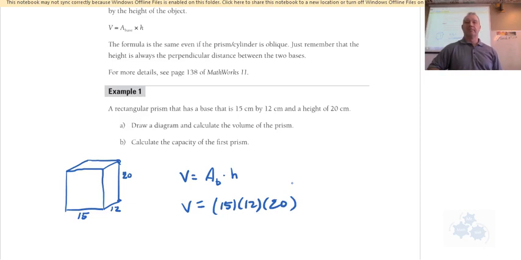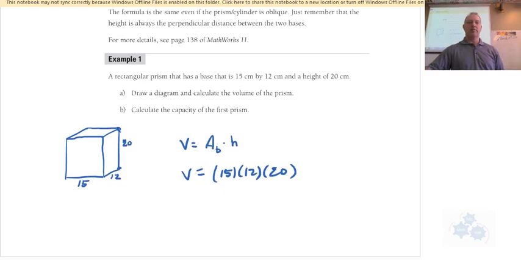I have a question. When you're writing your formula, after the A, do you have to put the little b? No, not really. I'm just saying that's the area of the base. You don't have to write the b there, but just A times H is good.